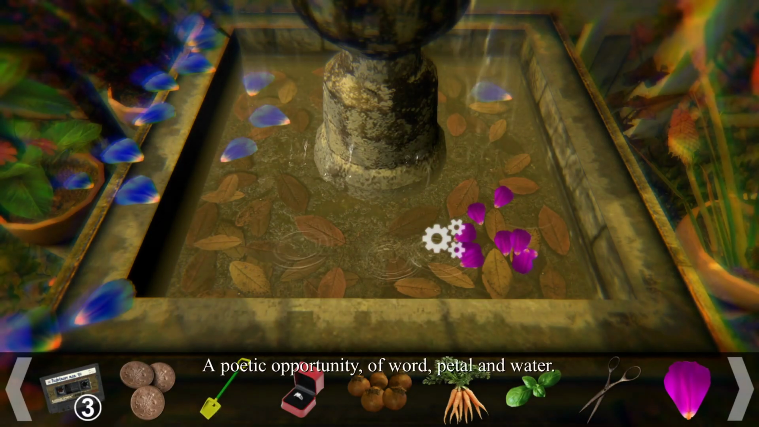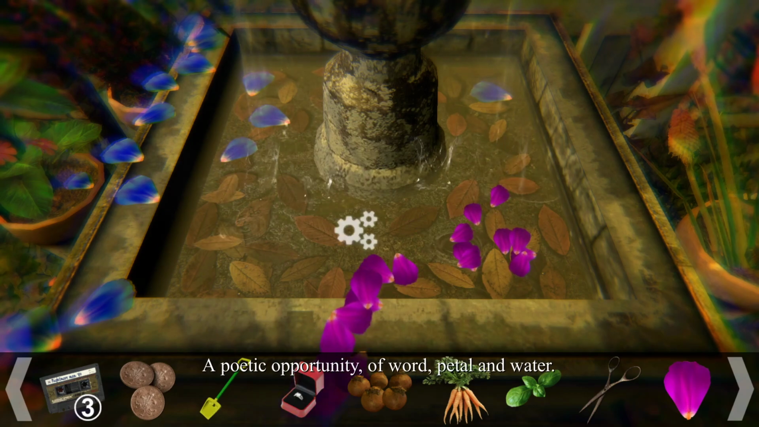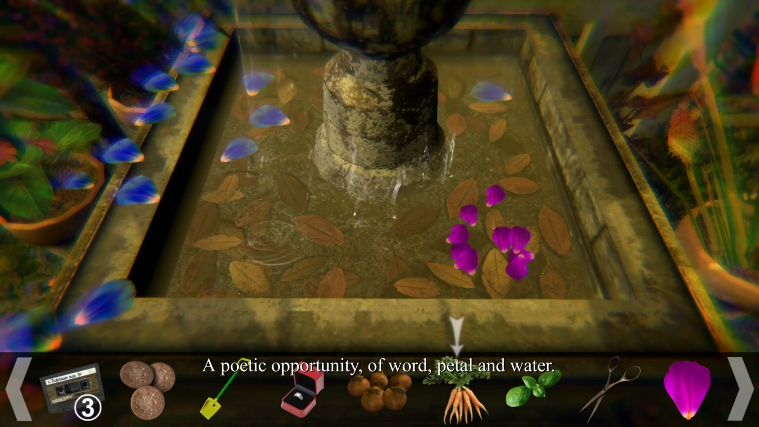A poetic opportunity of word, petal, and water.